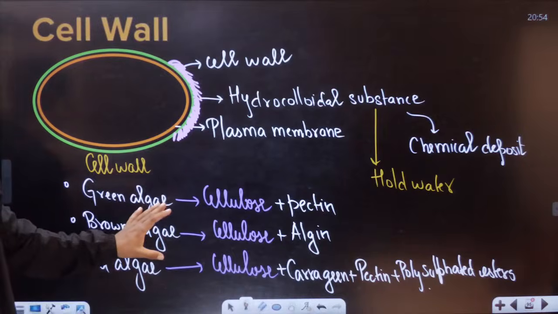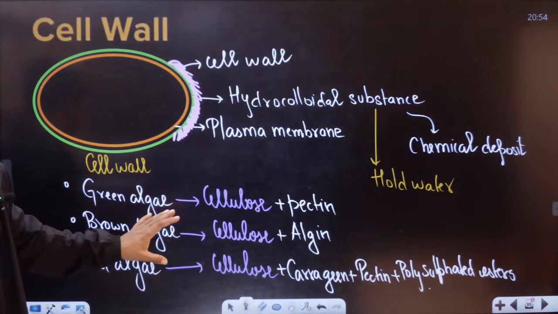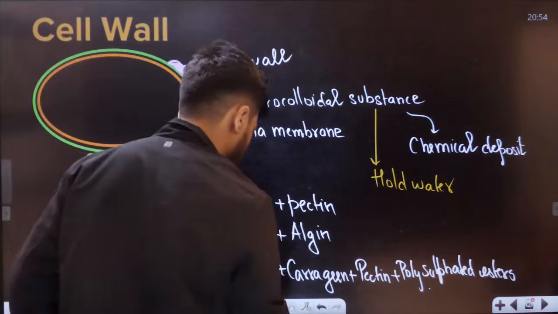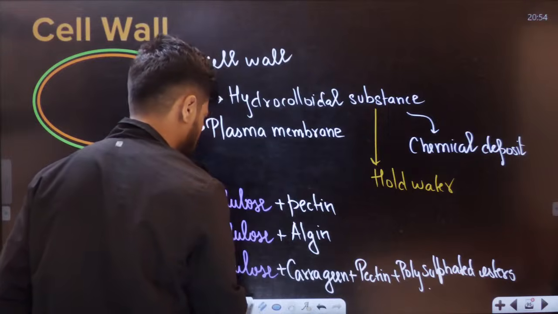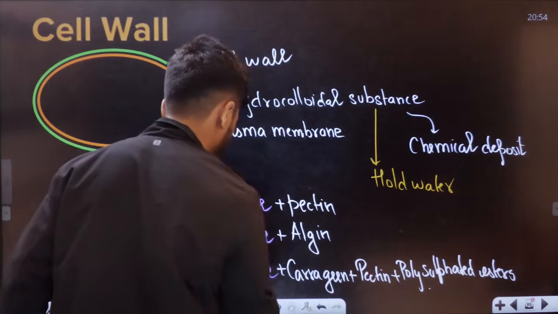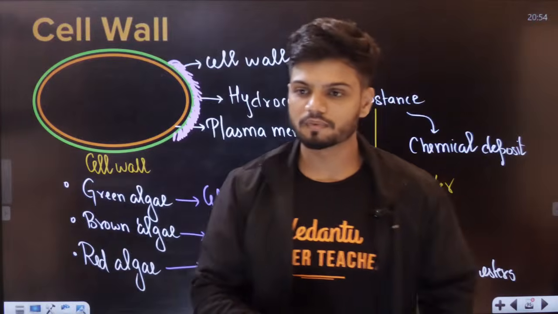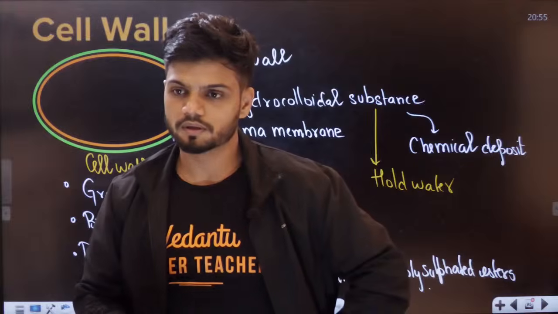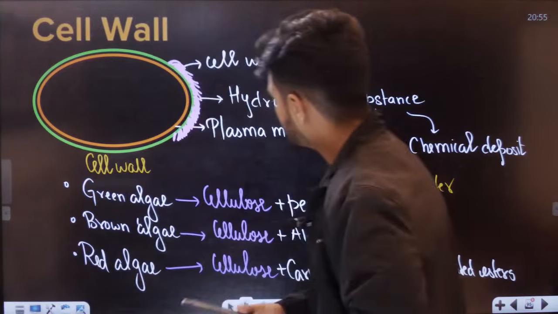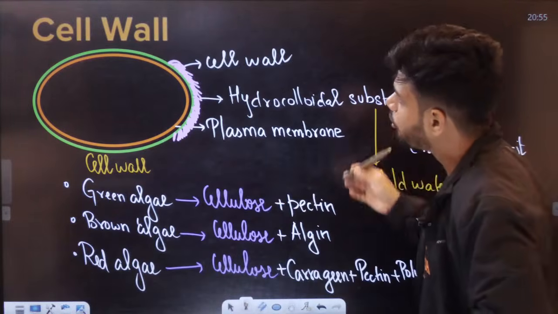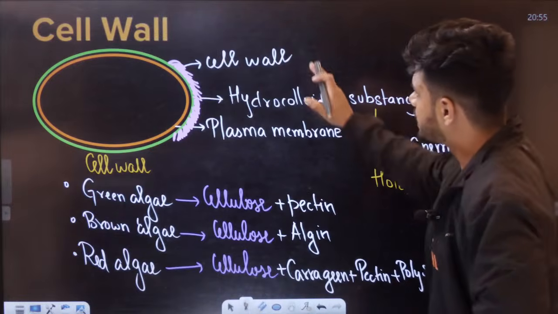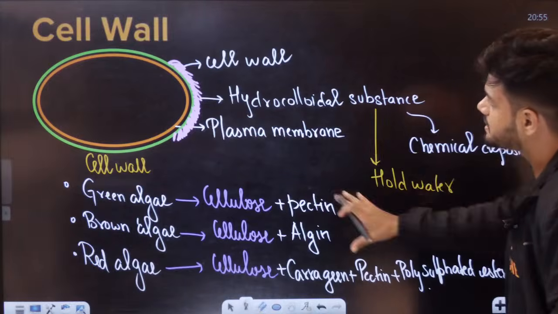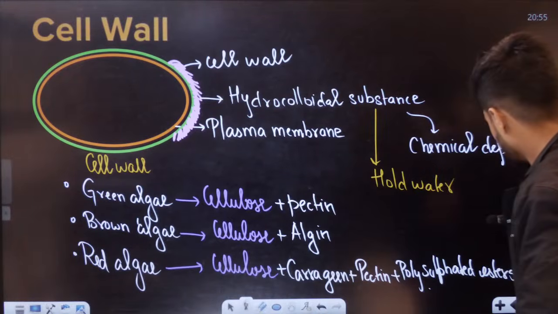Now students, this is what you should know. That's fine, students. Clear, all of you? Yes or no? So that is basically the cell wall in the case of three different algae here. So cell wall, hydrocolloidal substance, plasma membrane present on the inside, water holding capacity by different types of structures.